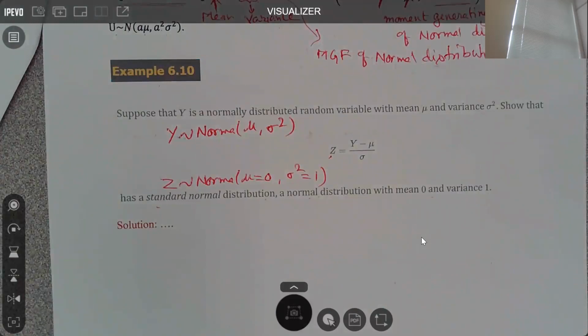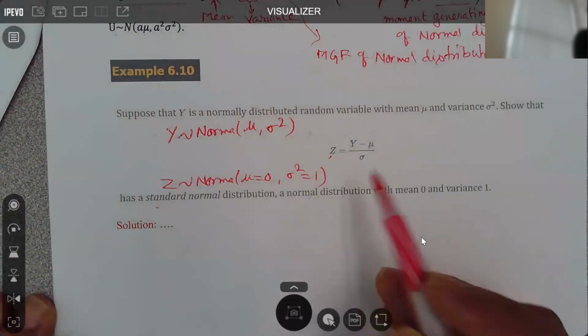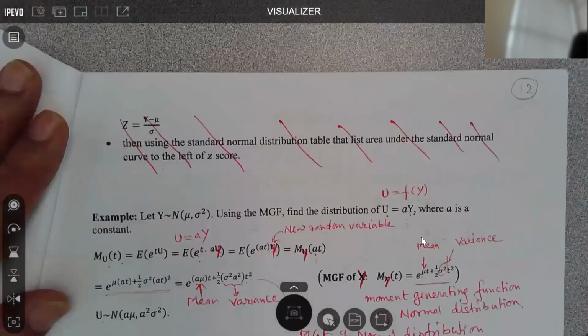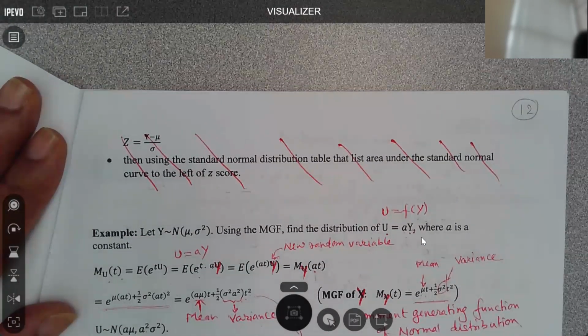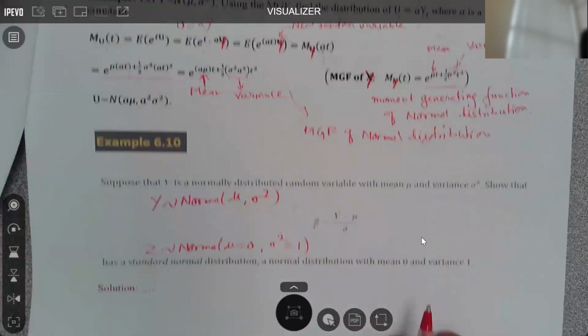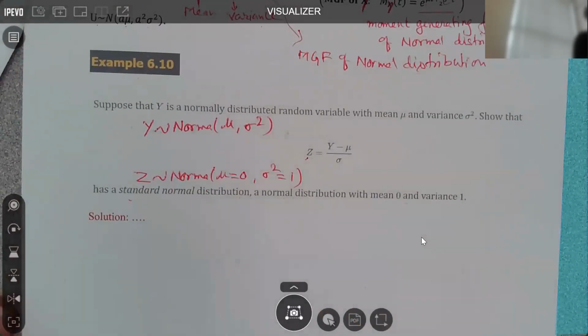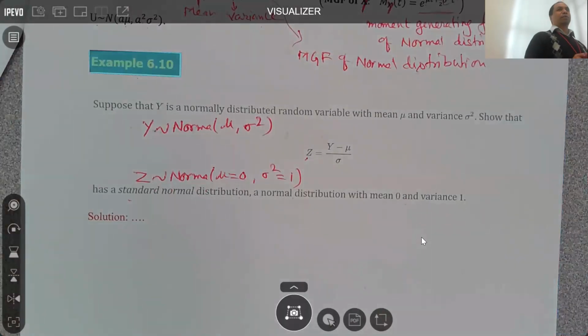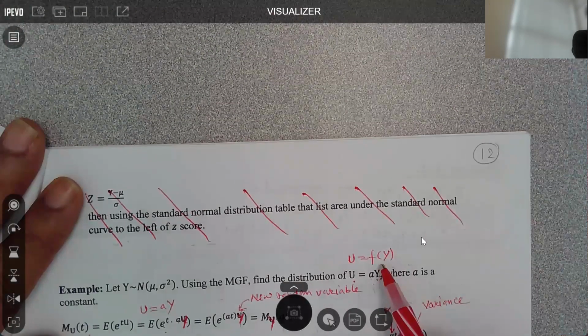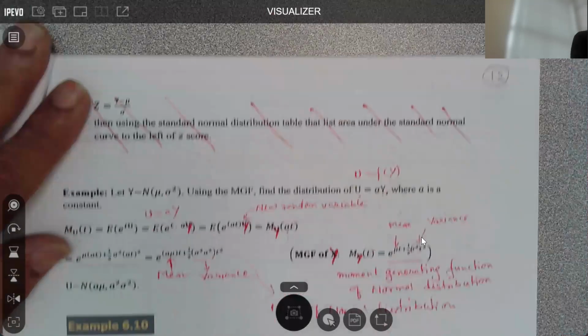Now, what is U here? In this problem, what is U? Look at here. In the previous problem, U equals aY. Now in this problem, what is U here? Y is a given random variable. We need a function of Y. You see like this one here. So what is U here?